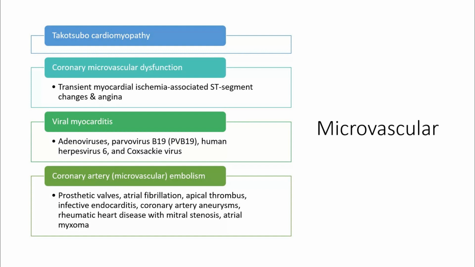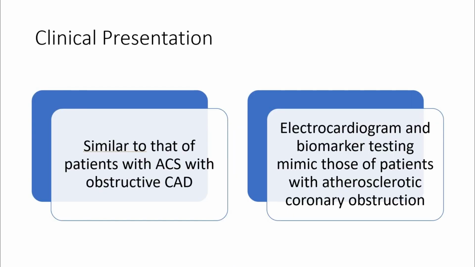And risk factors for these patients include prosthetic valves, atrial fibrillation, apical thrombus, infective endocarditis, coronary artery aneurysms, rheumatic heart disease with mitral stenosis, and atrial myxoma. These are MINOCA mimickers, as most of the time they will have high levels of troponin and angiographically normal arteries. The clinical presentation is similar to that of patients with acute coronary syndrome with obstructive CAD.